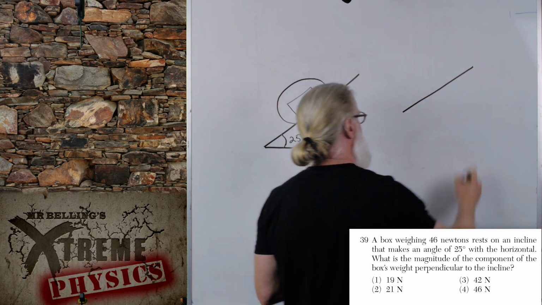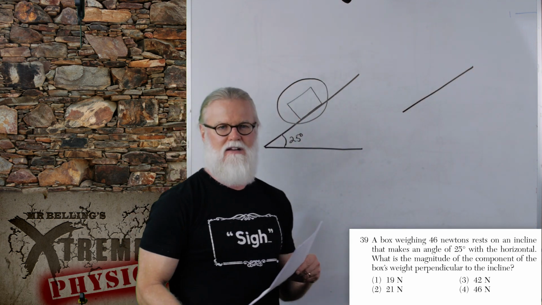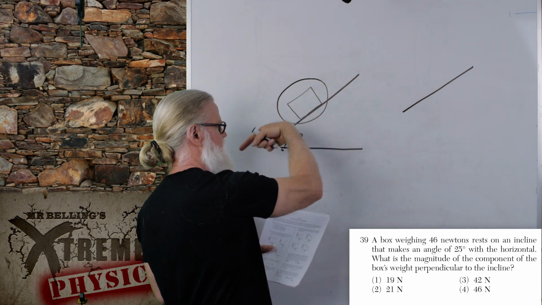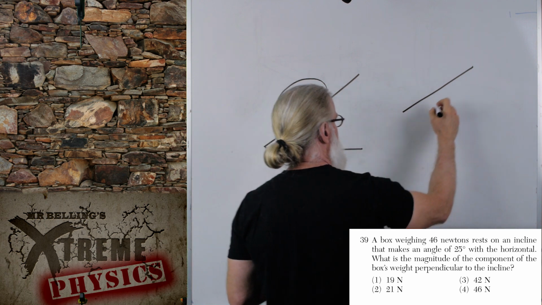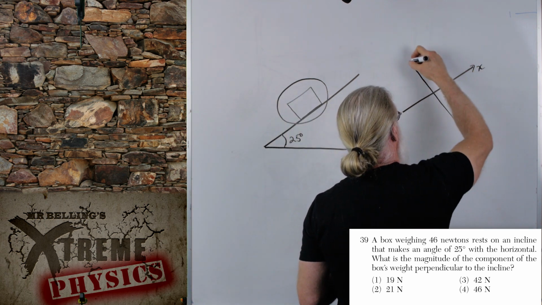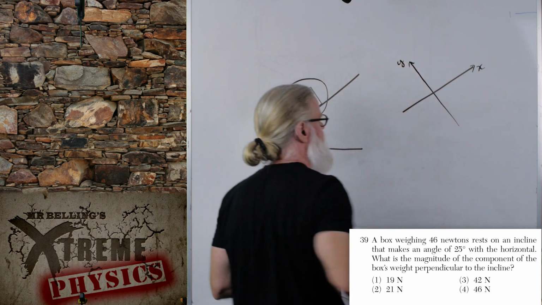And what I'm going to do is tilt my axis, because anytime there's an acceleration, we want to make sure it's along one axis. So that's what we're going to do. If this thing's going to accelerate, it's going to accelerate down the ramp. So I'm going to make that my x-axis, and I'm going to make the y-axis like that. Make sure they're perpendicular to each other.